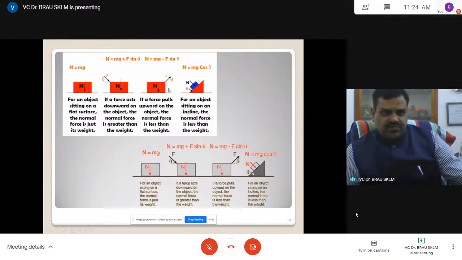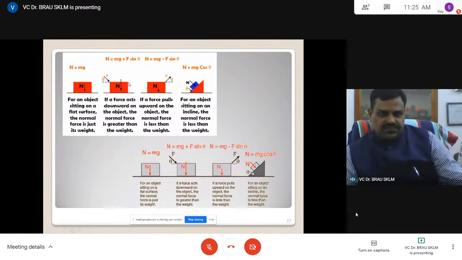If a force pulls upwards, like this, the normal force is less than the weight. If you apply force like this, it is less than the weight. If you apply force like this, that is dependent upon theta. What theta? This is clockwise and there is a counterclockwise like that.